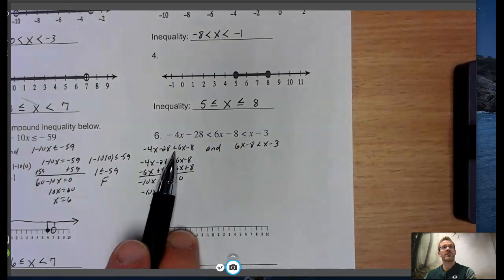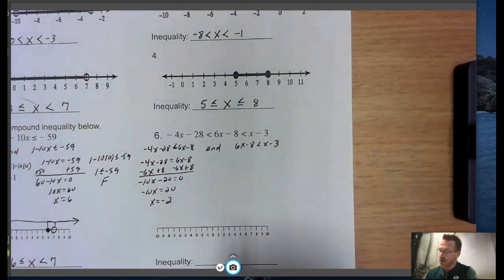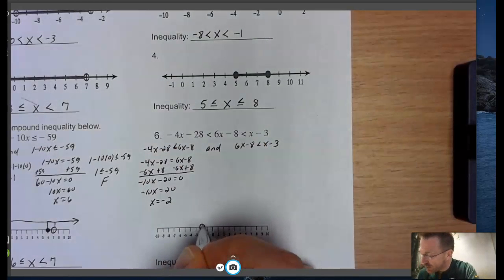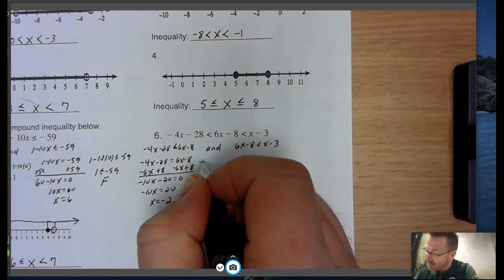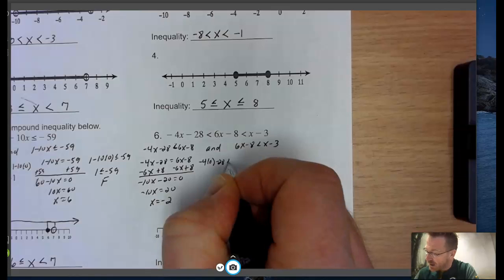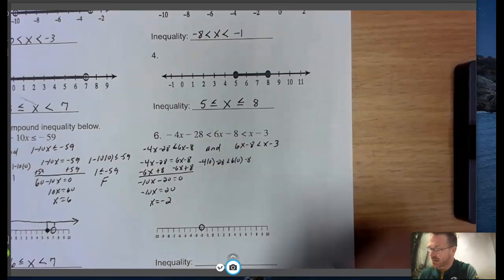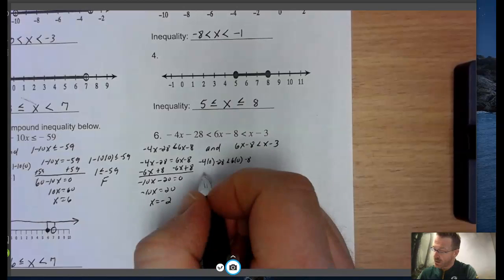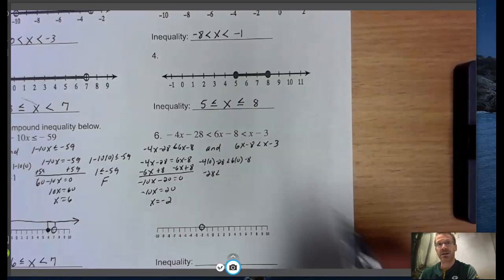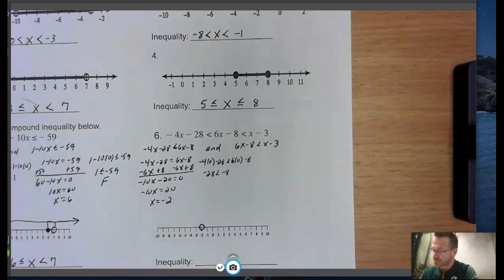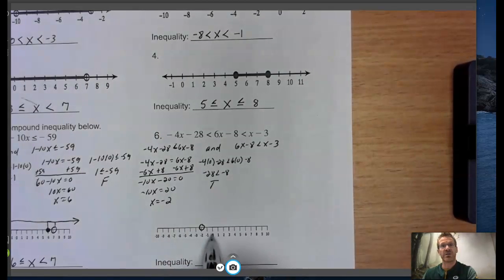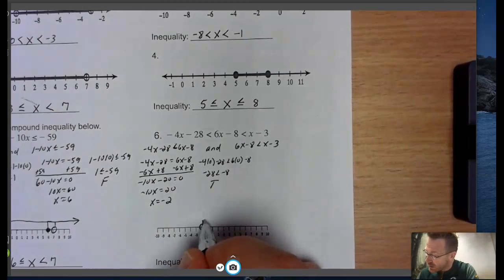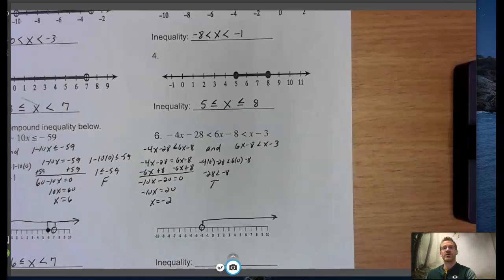We know this anchor is going to have an open circle because we have a less than symbol up here. So I'm going to go to negative 2 and put my circle on that. Now we want to test and see which way we shade. So I'm going to have negative 4 times 0 minus 28 is less than 6 times 0 minus 8. Negative 4 times 0 is 0, so I get negative 28 is less than, and 6 times 0 is 0, so I get negative 8. That is a true statement. Negative 28 is less than negative 8, so 0, which is on the right side, is the true side. So we're going to shade to the right.